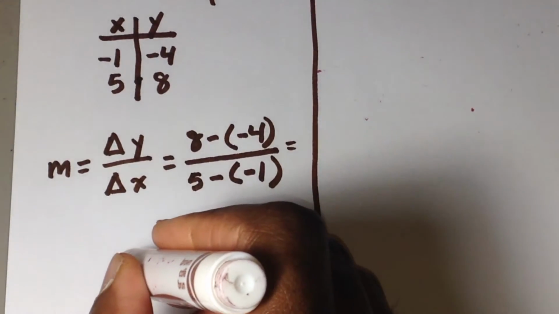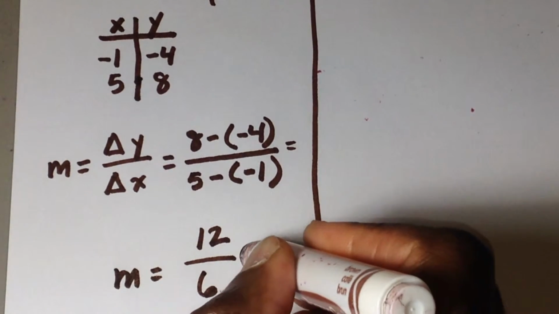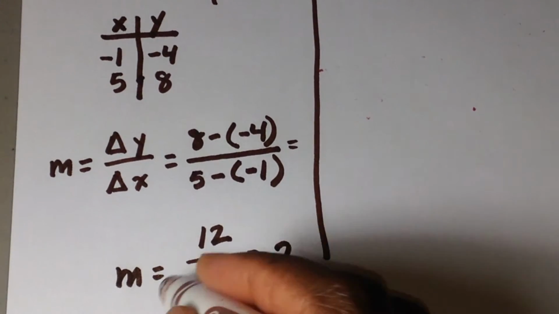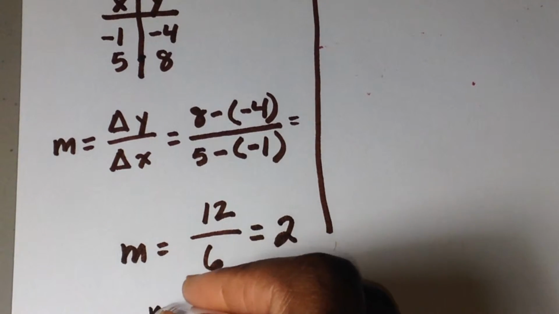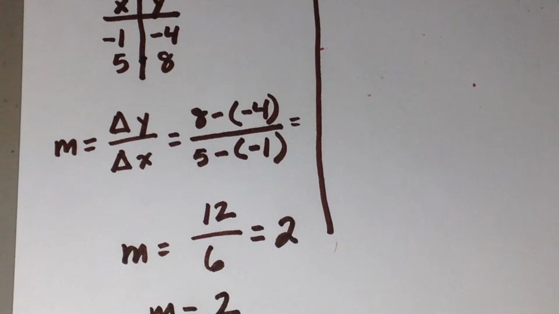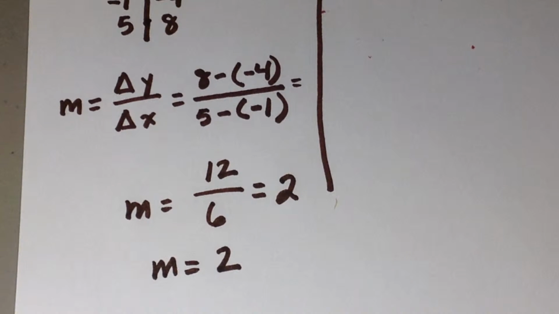So right now my slope, m, is equal to 12 divided by 6, which we know is going to be equal to 2. So my slope is 2. M is equal to 2. Now we're going to save that information. We need that information because in order for us to now get the y-intercept, we're going to use the slope, and we're going to pick one of the points.